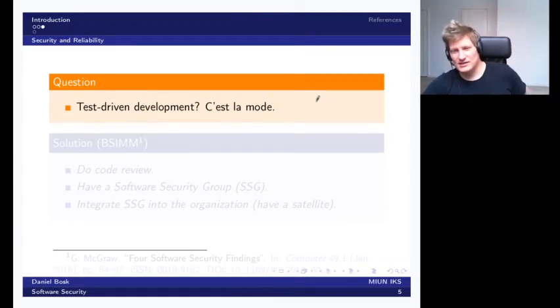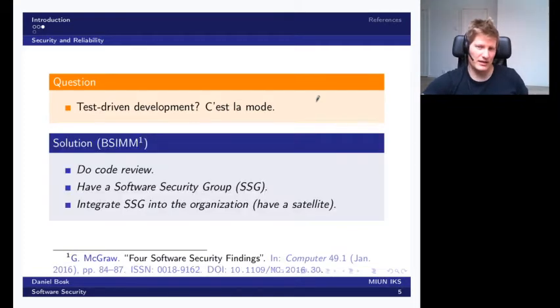So then the question is about this fancy word, test-driven development, which is the buzzword du jour at the moment, where you continuously test your code as you write it. You basically write up a bunch of tests and you want to see that your code conforms to these tests as you write it and eventually passes all tests. Now, you can't test security.